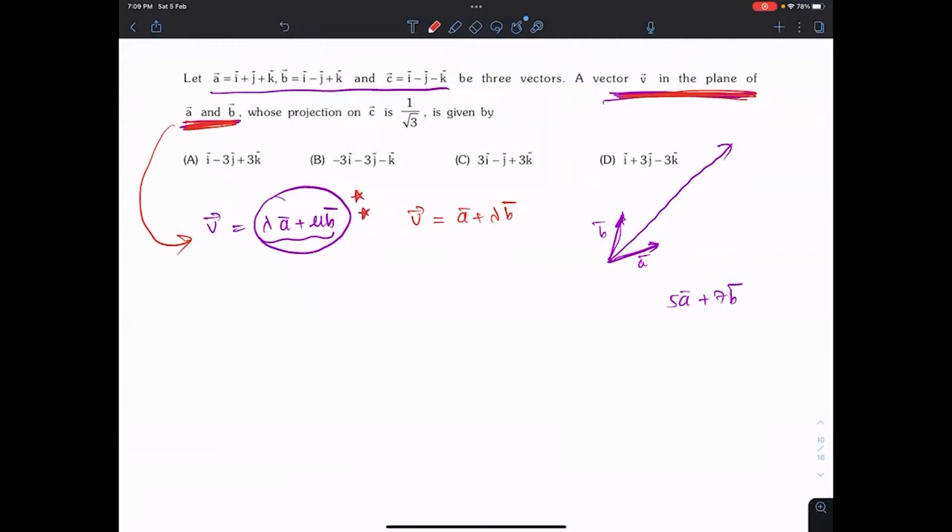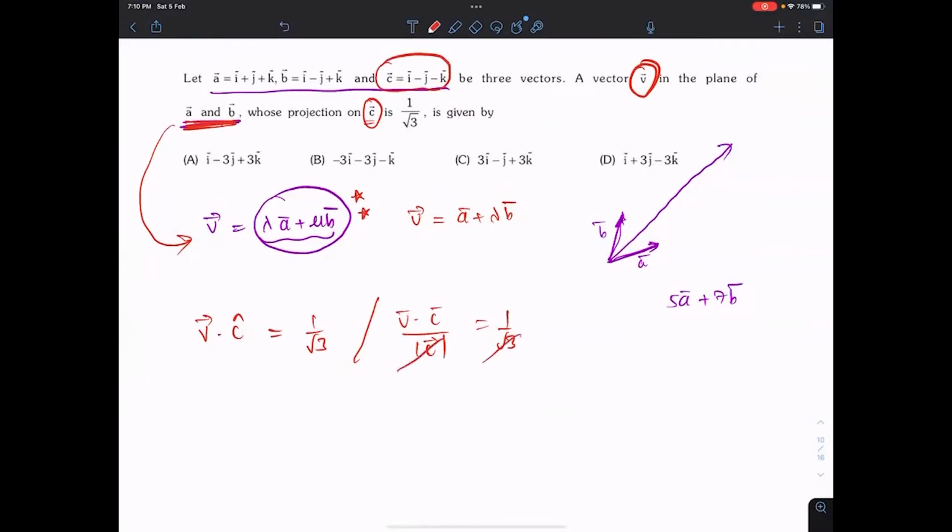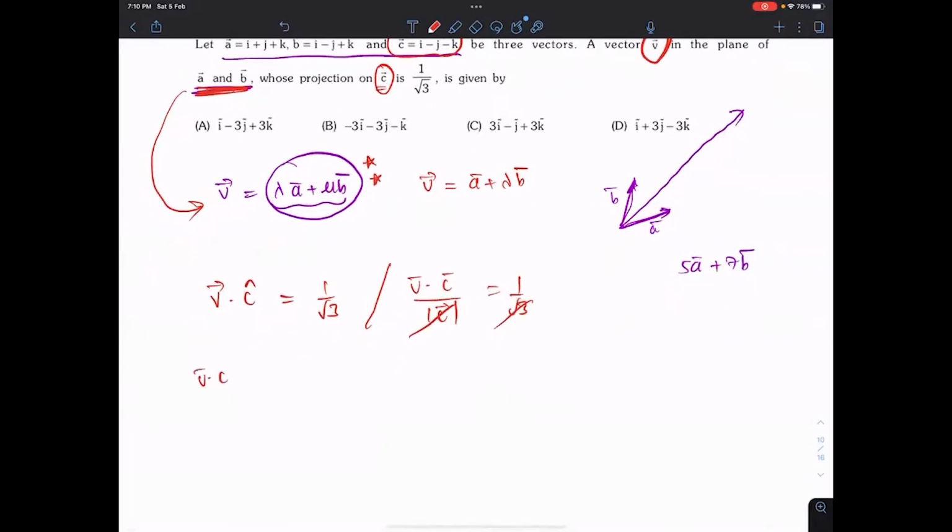So what is the question? Again, this is a previous JEE question. A vector V bar in the plane of A bar and B bar, whose projection on C bar is given by V bar dot C cap, and they are saying 1 by root 3. That is V bar dot C bar by mod C bar is 1 by root 3. Mod C bar is root 3 only, you can see from here. These two will get cancelled. So they are saying V bar dot C bar must be 1.